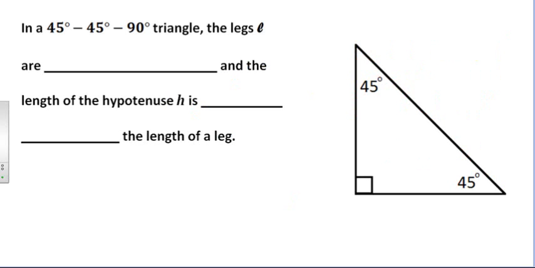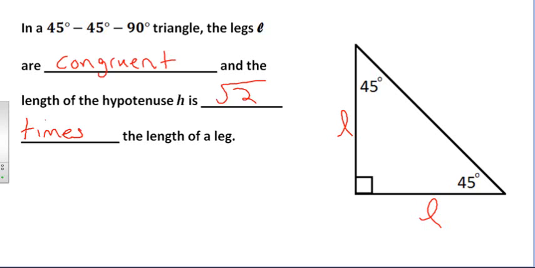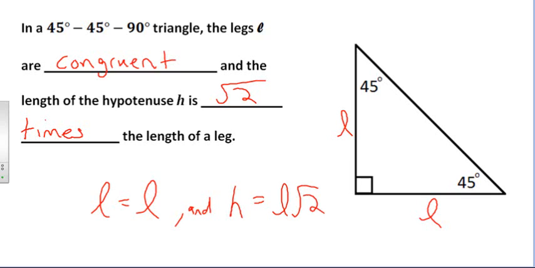This leads us to the properties for a 45, 45, 90 triangle. In a 45, 45, 90 triangle, the lengths of the legs L are congruent to each other, and the length of the hypotenuse H is the square root of 2 times the length of the leg. So in other words, the leg is equal to the leg, and the hypotenuse is equal to the leg times the square root of 2. It will happen that way every single time.